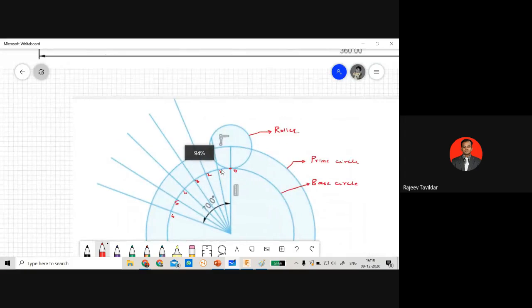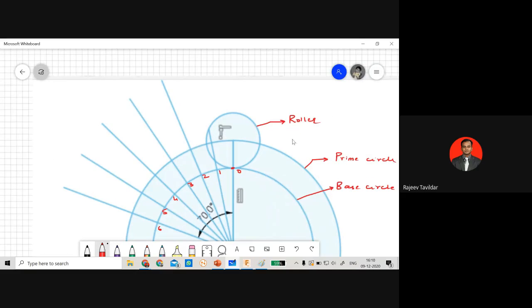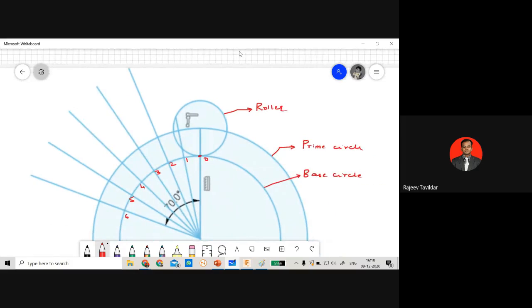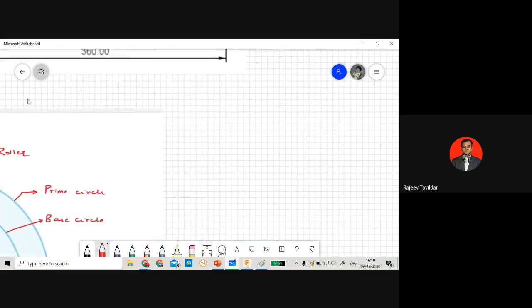From where am I supposed to mark this now? Let us see what will happen if I mark it from 1 only. From this point 1, I will cut an arc like this and mark this as P1. Now P1 is a point where the roller is just going to touch. I hope you have got it. I'll show you how it looks here.